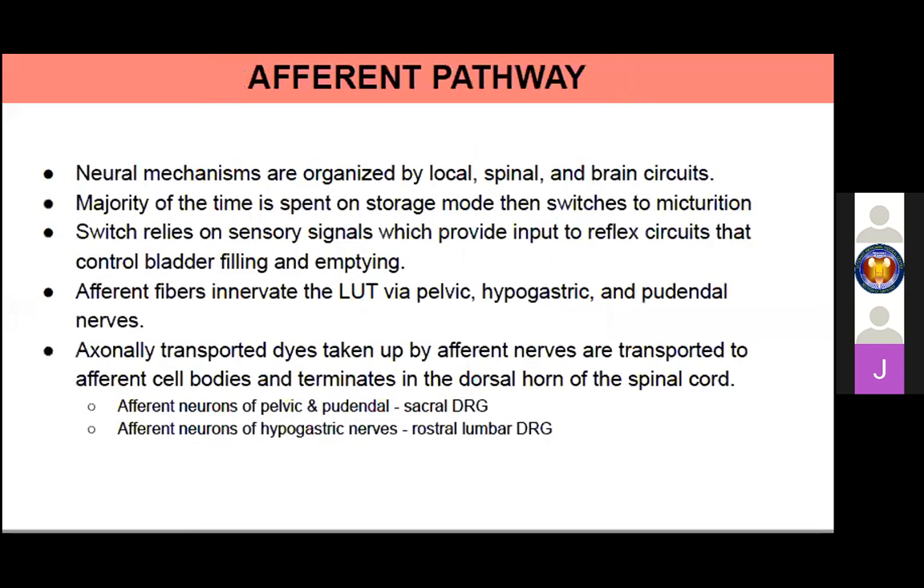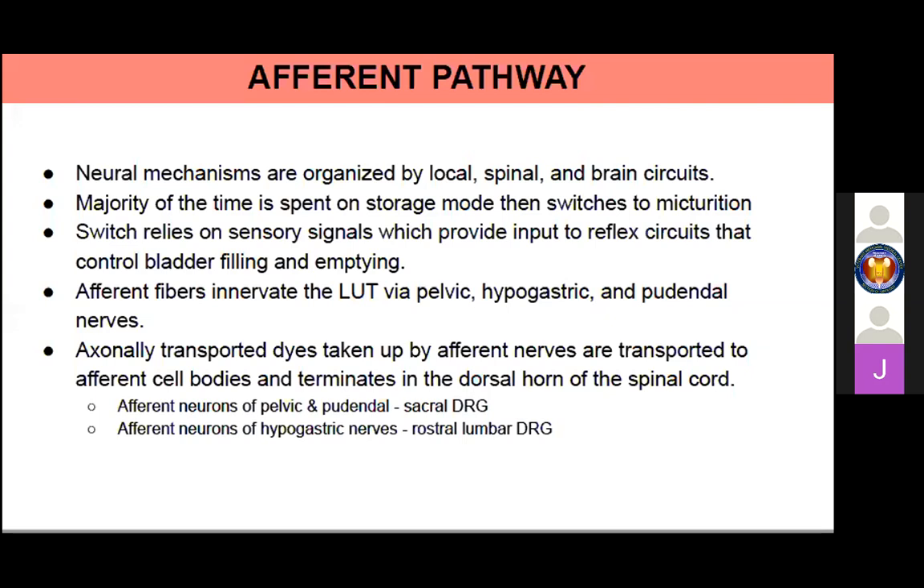Next. So here, the afferent pathway, the neural mechanisms are organized by local spinal and brain circuits. The majority of the time is spent in storage mode, then it switches to micturition. The switch relies on sensory signals, which provide input to reflex circuits that control bladder filling and emptying. So the afferent fibers travel in the pelvic, hypogastric, and pudendal nerves.